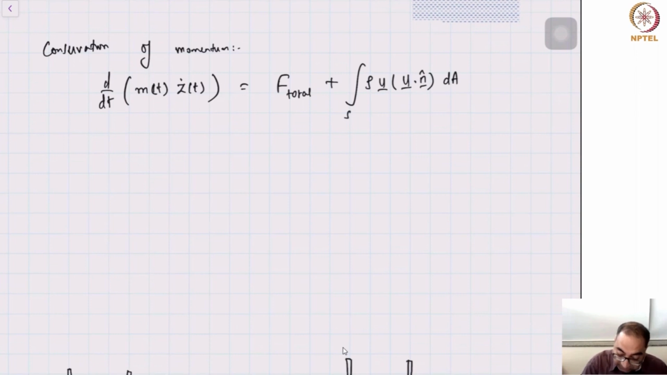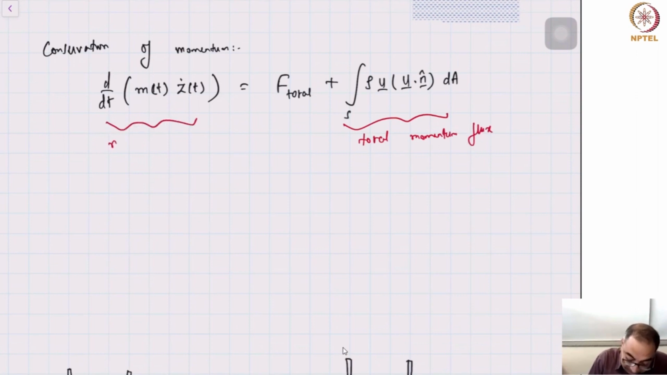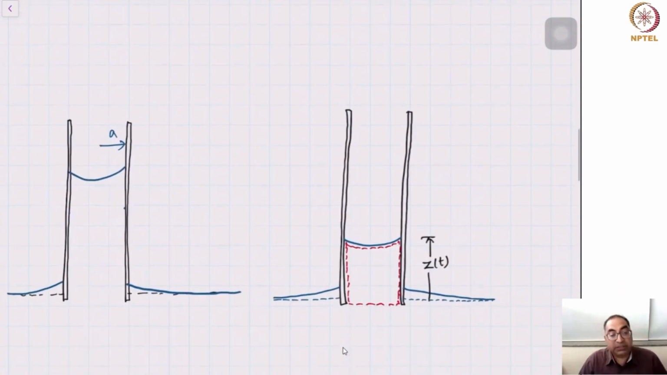Now this last term that you see here is basically the total momentum flux, and the left hand side that you see here is the rate of change of momentum in the control volume. Now I have to make a small comment about the velocity v and z. What's the connection between velocity v and z dot?